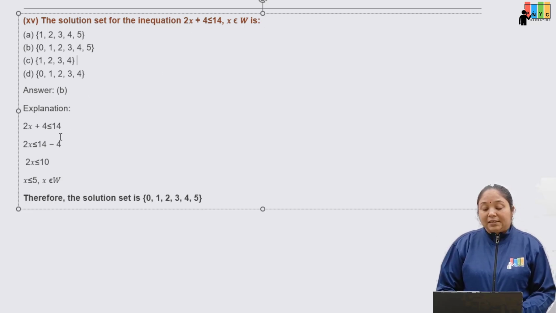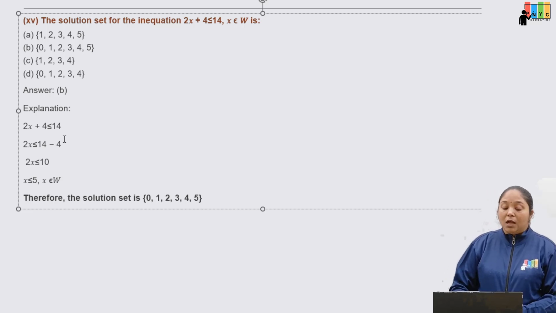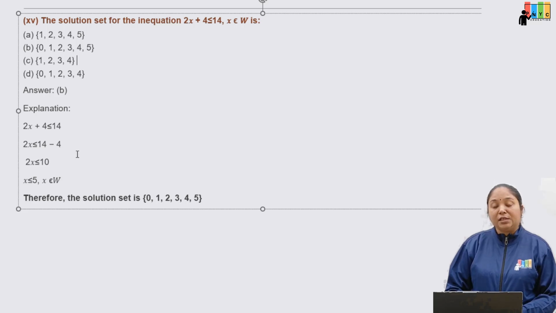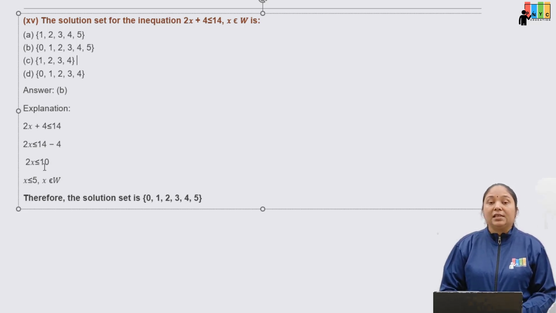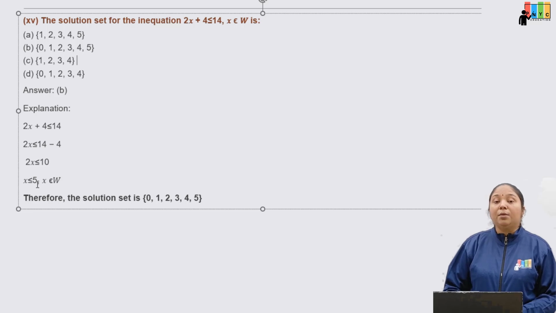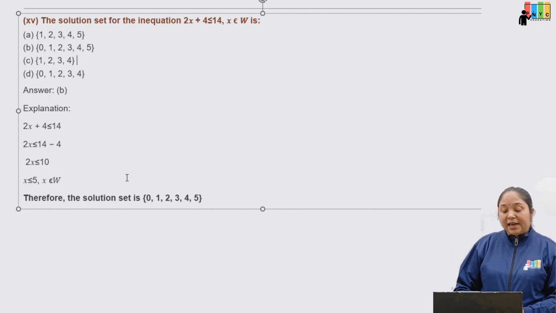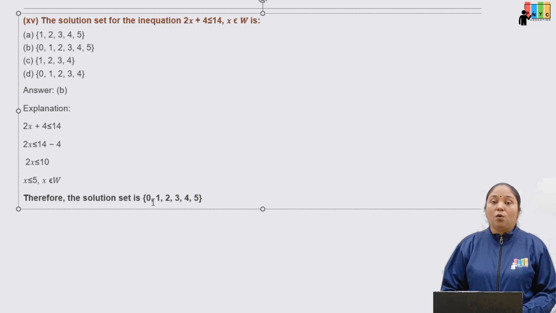So let's get started. What is the inequation? 2x plus 4 is less than or equal to 14. Let's take this 4 to the RHS side. That means 14 minus 4. What we get? 10. 2x less than or equal to 10. Therefore, x is less than or equal to 5. Now, what is the solution set? x is less than or equal to 5, means 5 will also get included, and numbers less than 5 are 0, 1, 2, 3, 4. So the solution set will be 0, 1, 2, 3, 4 and 5. So the correct option is option number B.